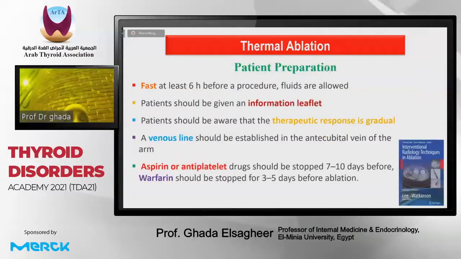Patient preparation: the patient should be fasting at least 6 hours before the procedure. Fluids are allowed. The patient should be given information leaflets and should be aware that the therapeutic response is gradual. A venous line should be established. Aspirin and antiplatelet drugs should be stopped 7 to 10 days before, and warfarin should be stopped 3 to 5 days before ablation. Warfarin 3 to 5 days, aspirin and antiplatelets 7 to 10 days.